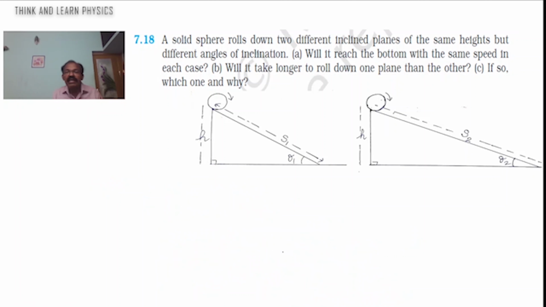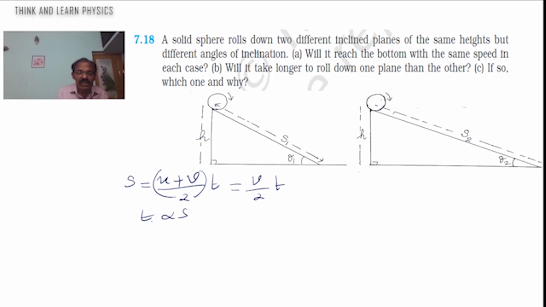Will it take longer to roll down one plane than the other? Here, this is a combined case of translatory motion and rotational motion. So, we can express the distance travelled as s equals the average speed, u plus v by 2, into time. The initial speed u equals 0, therefore this is equal to v by 2 into t, or we can write t proportional to s. That means t proportional to h divided by sin theta.